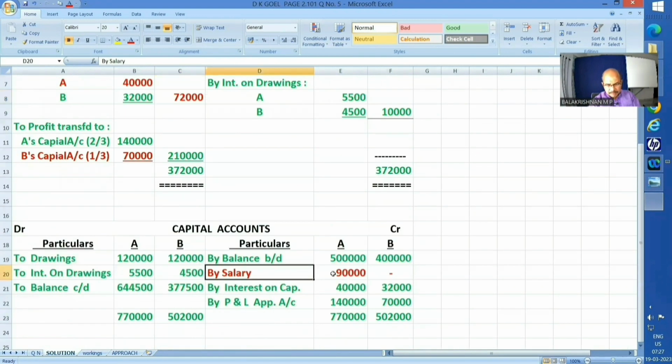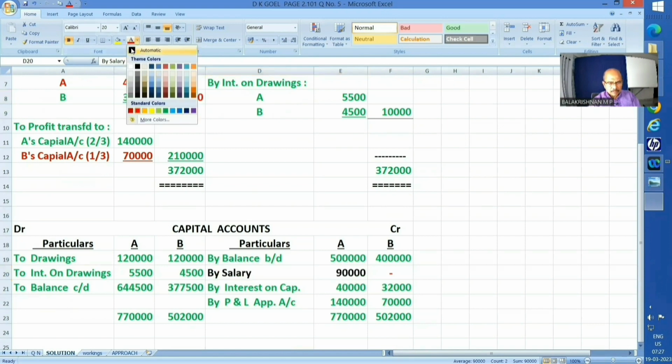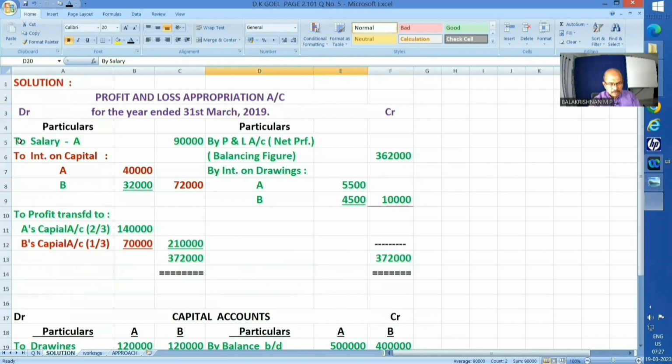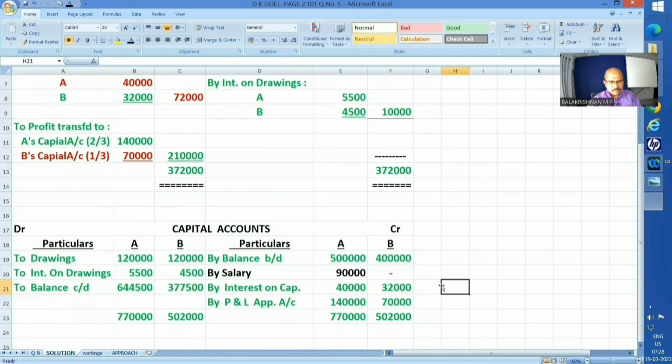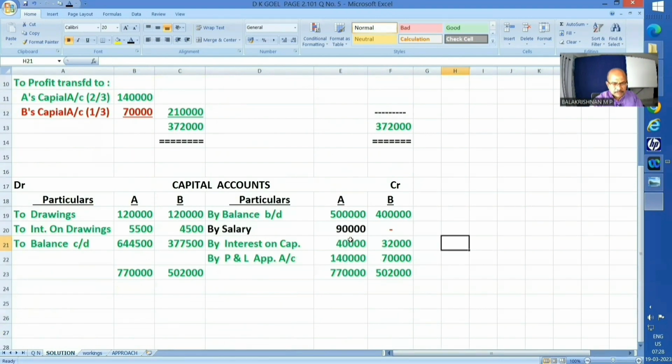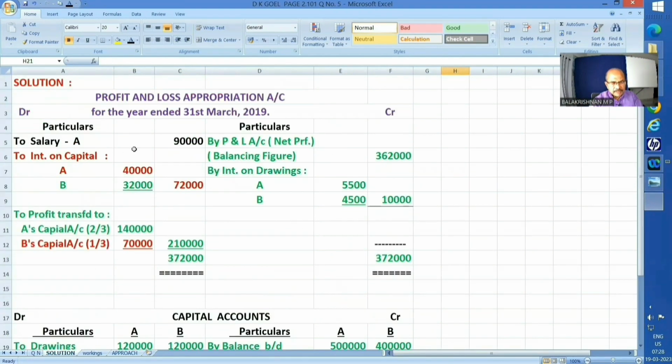This has been given. Okay, I'm changing it to black color. As I go on filling up, I'm changing the color. So by salary 90,000. Obviously, we will show this one, 90,000. Okay, corresponding entry over. So this corresponding entry has been linked here, and you have filled one item. Right. Now, next.